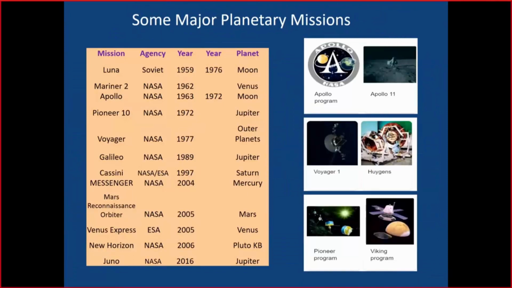Before we come to our talk on life beyond Earth, let us see how many major missions have gone to search for life or to do planetary exploration. Things started in 1959 with the Luna mission, which was a sequence of Luna missions. Then the Mariner mission, Apollo, Pioneer, Voyager, Galileo, Cassini, Messenger, Mars Reconnaissance Orbiter, Venus Express, New Horizons, Juno. These are some of the major planetary missions which have gone to different planetary bodies.